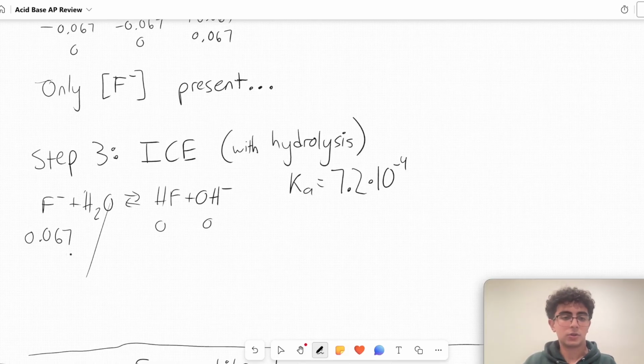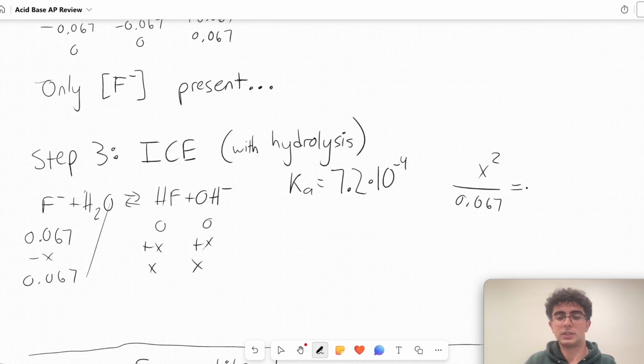So I'm just going to go like this. This is another ICE chart. Plus x, plus x. So now we can do x squared over 0.067. Now be careful, this is not equal to Ka. It's behaving as a base. So from our hydrolysis video, we know that Ka times Kb equals Kw. So if we want to get Kb, because it's behaving as a base, that's going to be Kw over Ka.